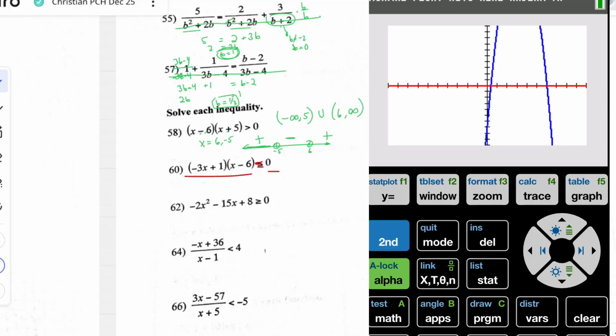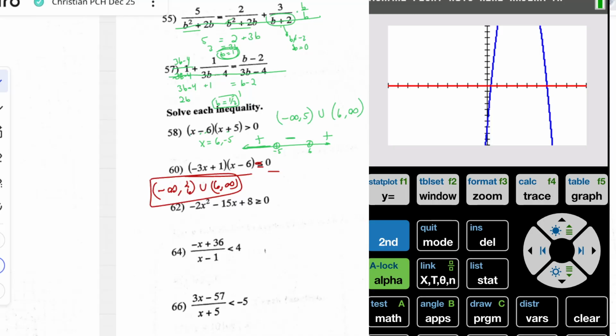So you'll get multiple choice. So one of them is going to say negative infinity to 1/6 union, let me look at the calculator, 6 to infinity. I can see on the calculator, those are the regions where the blue line is below the red line. So that's how you do it. Yeah, graph it.